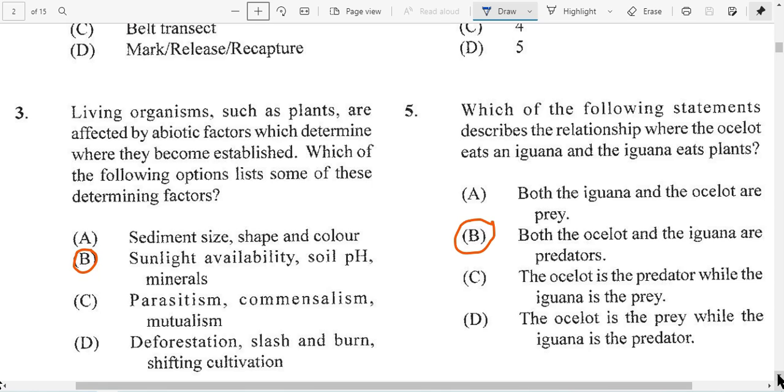So here sediment size is not appropriate. B is plausible. C, parasitism, that we're now going into biotic factors there. Deforestation is something totally different. The most suitable answer here for question number 3 is going to be B. And B being selected as our answer there for question number 3, we're going to be moving on to question number 4.